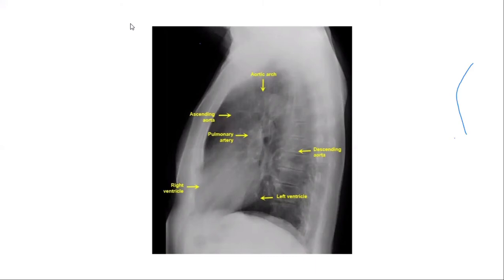Here you can see the great vessels also. Most importantly, you will always see the shadow of the aortic arch is quite easily visible, and the descending aorta is also visible. It is important to know, because just below this the hilum will start. You can see the pulmonary artery, and here you can see the black dots, which are the bronchus, the right ventricle and the left ventricle.